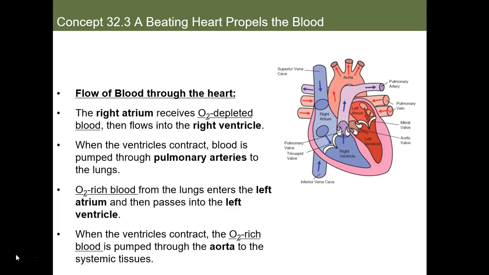Heart has 4 chambers. Flow of blood through the heart is as follows. The right atrium receives oxygen-depleted blood, then the blood flows into the right ventricle. When the ventricles contract, blood is pumped through the pulmonary arteries to the lungs. In the lungs, the blood becomes oxygen-rich, leaves through the pulmonary veins, and enters the left atrium, and then passes to the left ventricle. When the ventricles contract, the oxygen-rich blood is pumped through the aorta to the systemic tissues.